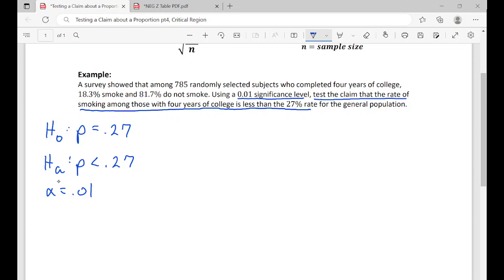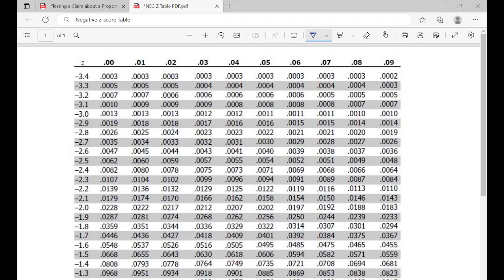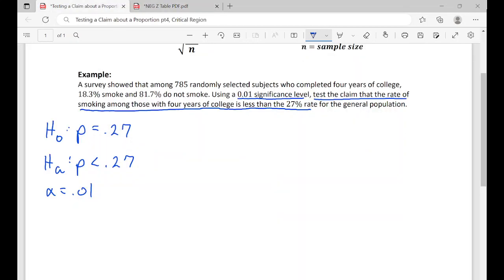So we need to look into our table of alpha being 0.01. So I'm going to do that. And I'm going to find the closest to 0.01. And that's going to be here. 0.0099 is the closest to 0.01. So negative 2.33 is our critical value. So, critical value, z equals, and since it's left-tailed, it's negative 2.33.